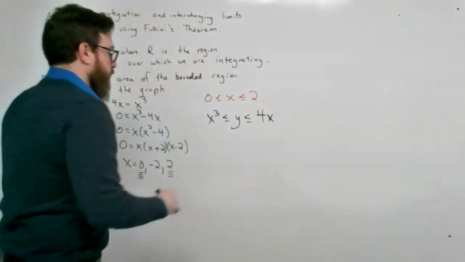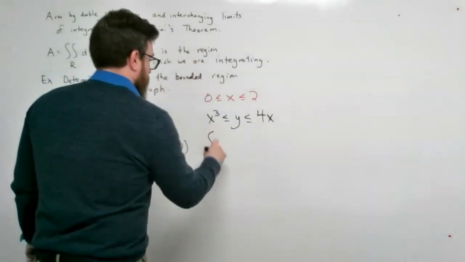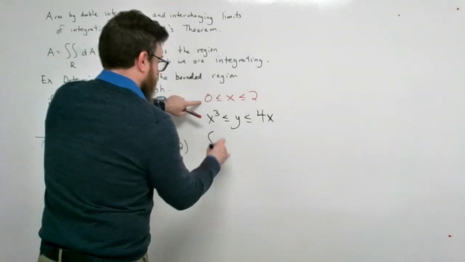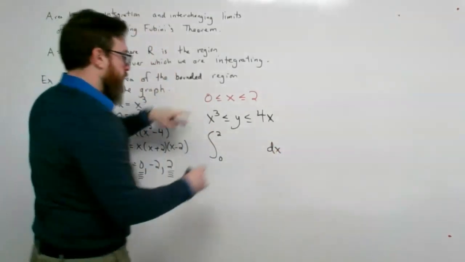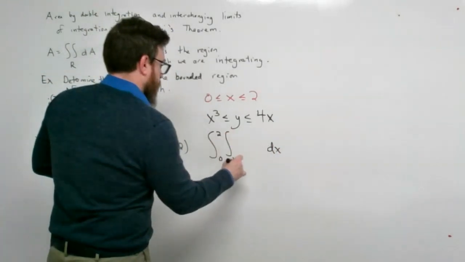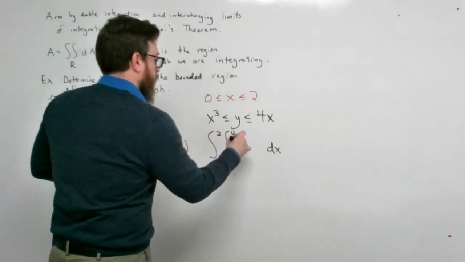So that means our double integral can be rewritten as the double integral from 0 to 2, because that's what the x values are defined by. The x values are defined from 0 to 2. And then the y values are going to be defined from x cubed to 4x, and that's going to be dy.